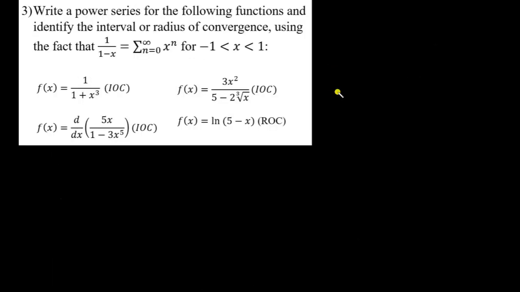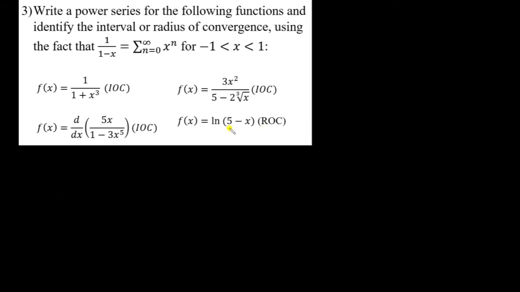Let's move on to the third one. Alright, so in question 3, we are fully in the power series world. We want to write a power series for the following 4 functions, and we have to identify either the interval or the radius of convergence using the fact that 1 over 1 minus x equals this sum for negative 1 is less than x is less than 1. So in these first 3 questions, we want to identify the interval of convergence, and for this last one, we want to identify the radius of convergence.